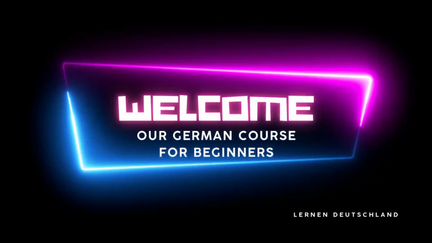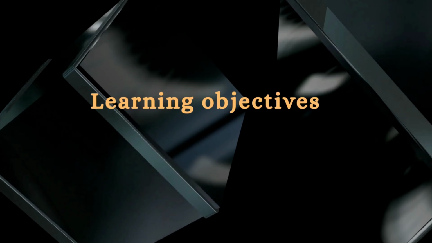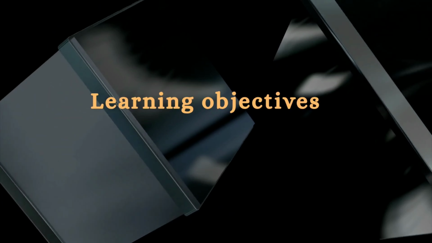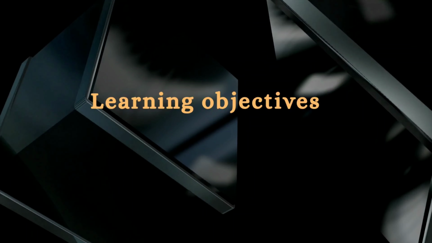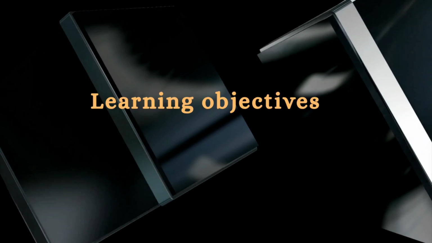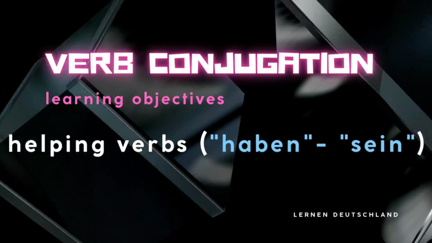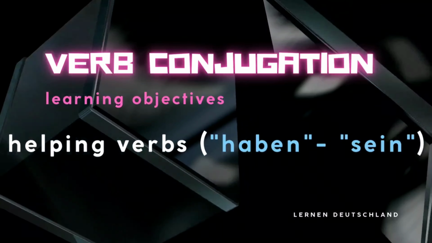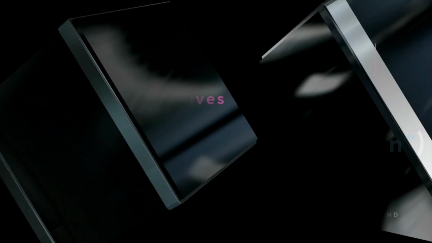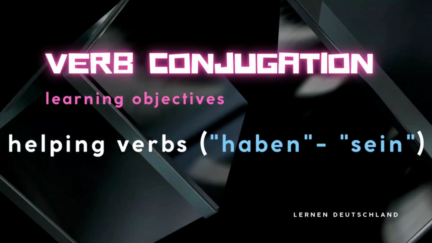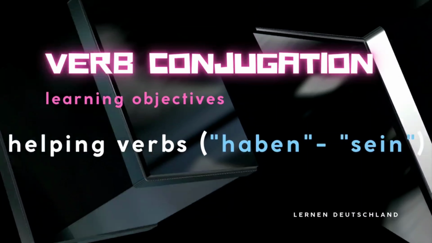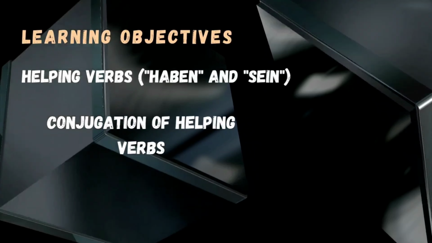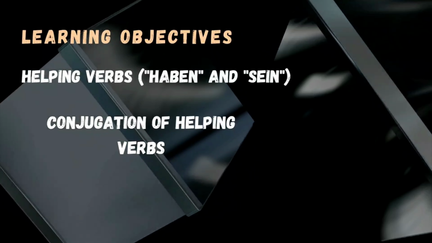In this lesson we'll be learning how to conjugate the two helping verbs. Lektion 12. Verbkonjugation Teil 1. In this lesson, we'll be learning the two helping verbs haben and sein. We will learn how to conjugate these verbs and we'll do a small exercise.